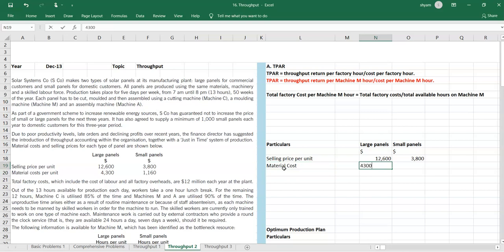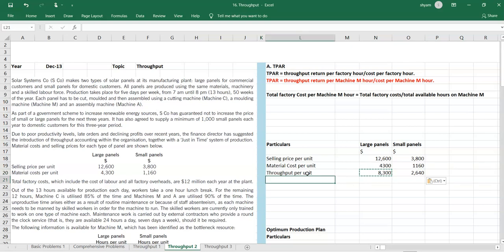Material cost is 4,300 and 1160. So we can easily get the throughput. So this throughput is also per unit. Okay, material cost is also per unit, throughput is per unit. So now we can get the bottleneck resource.